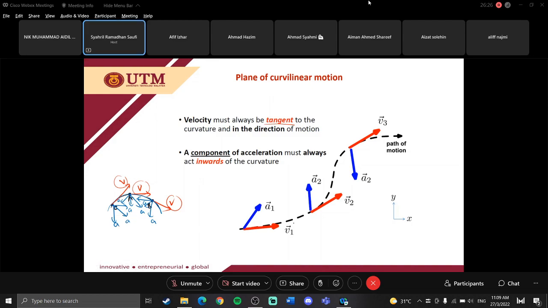As you may notice in this path here, the red line represents the velocity. Velocity is always tangent to the curve, and the blue line represents the acceleration. So you have this curve like this, and acceleration should be inward to the curve. For this point like this, it should be inward. And for this curve, it should be inward to the curve. Okay, so any question?